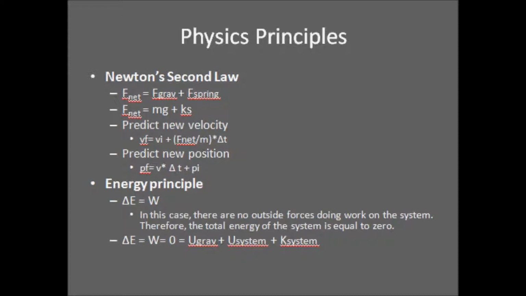The energy principle states that the total energy of the system is equal to the work done on the system by the surroundings. In this case, there are no outside forces doing work on the system, because the spring, mass, and earth are included in the system. Therefore, the total energy of the system, or kinetic energy plus gravitational potential energy plus spring potential energy, is equal to 0.